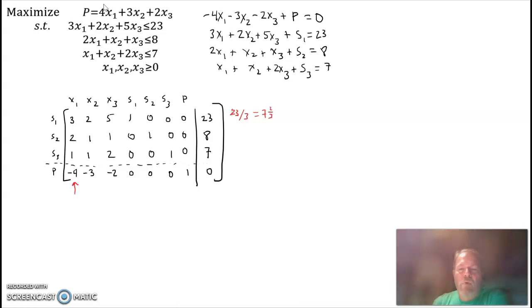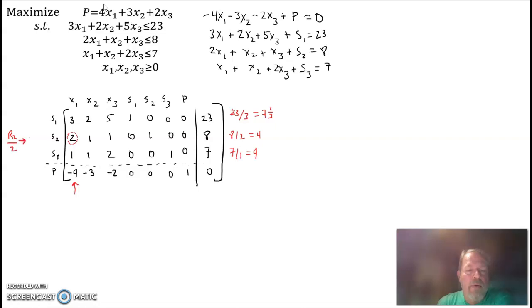8 divided by 2 is 4. So right now that one's winning. Smallest one wins. And 7 divided by 1 is 7. So the 8 divided by 2 equals 4 wins. And this is the number we pivot off of. So first thing we want to do is make that number a 1. So in this case, we take row 2 divided by 2.